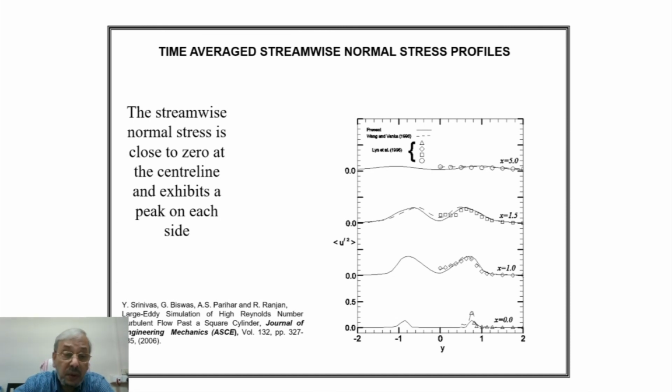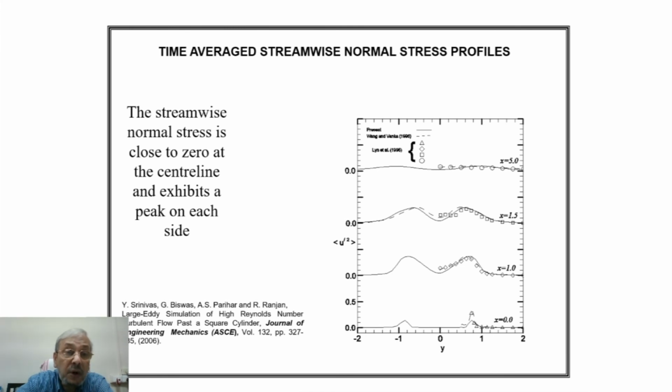I'll show you another striking feature: these are streamwise normal stresses. Normal stress means u prime square bar, right? Earlier this was basically velocity. These are second moments, not directly velocity quantities. These are even more difficult to match. These are basically Reynolds stress quantities.